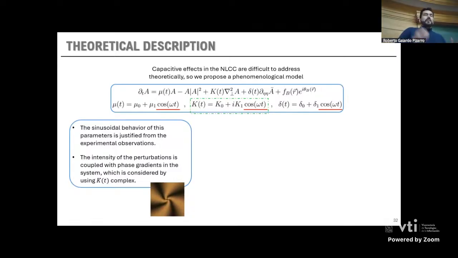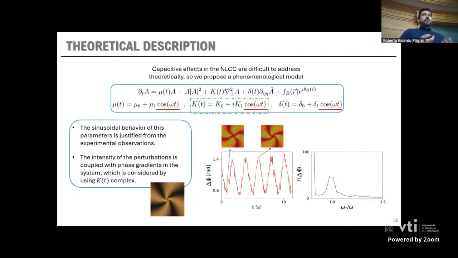As we can see, the rotation is much more intense in the center near the phase singularity than far away. So we will have coupling between the phase gradients and the amplitude of this order parameter. If we do simulations of this phenomenological model, we can see, at least in the part of the rotating arms, that we have the same results. We have an oscillatory state, and this oscillatory state has a harmonic response, that is, with the same frequency that we use in these parameters.